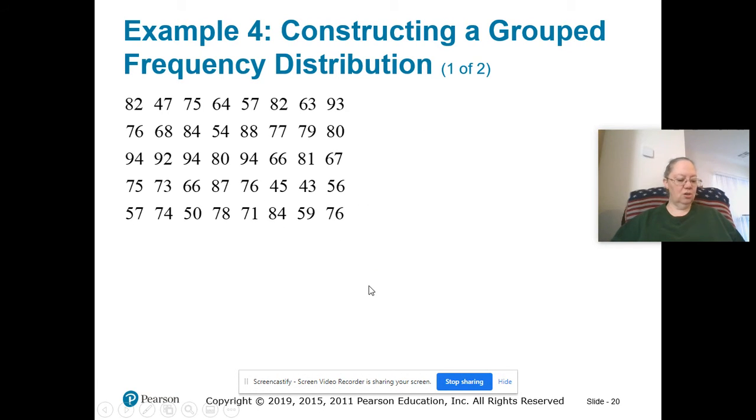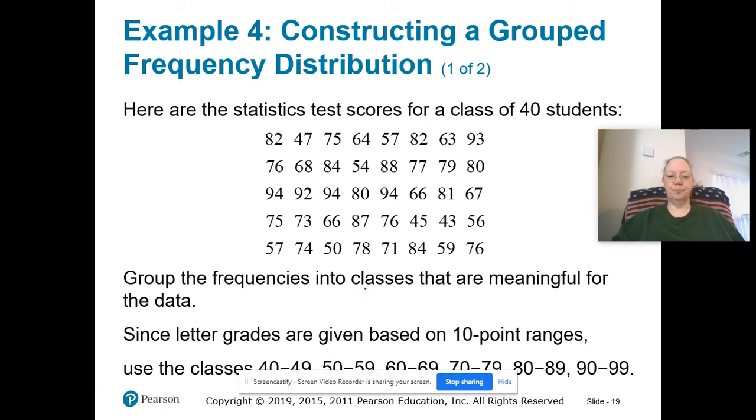What we're going to do is group them into a 10-point range. Letter grades are generally based on a 10-point range. In other words, if you have a score between 70 and 79, we generally call that a C. So because we group letter grades based on 10 points, that's how we are going to assign our classes.